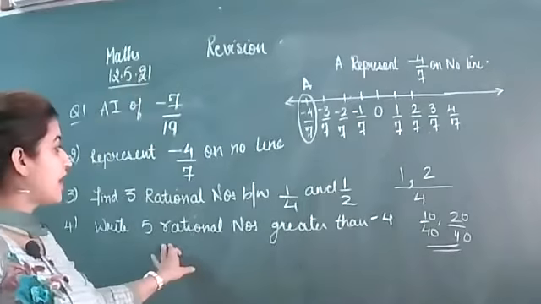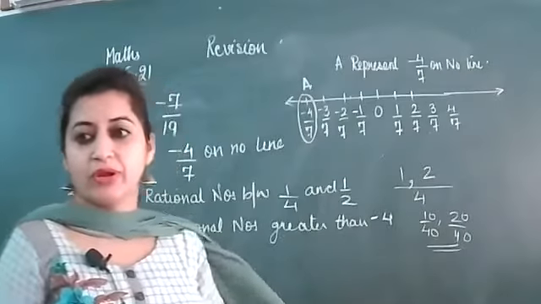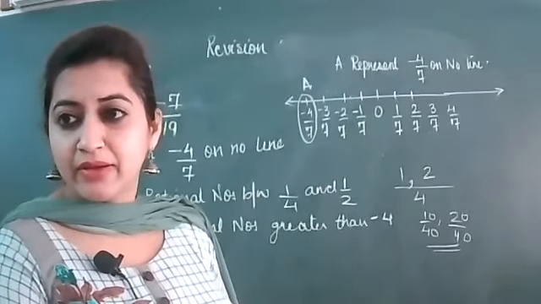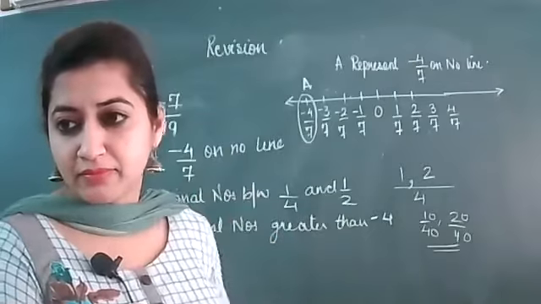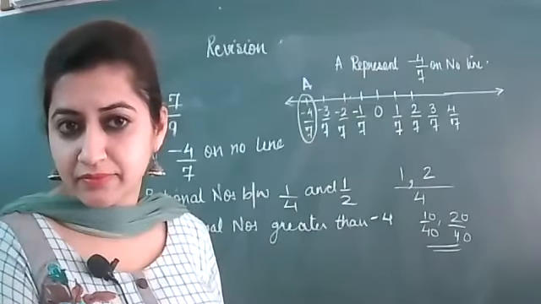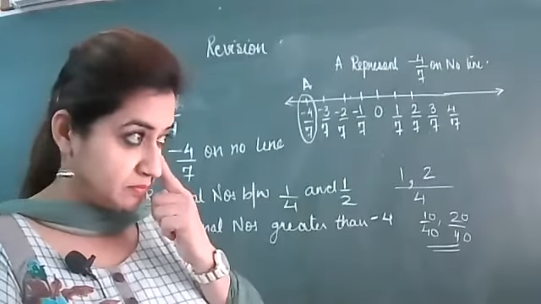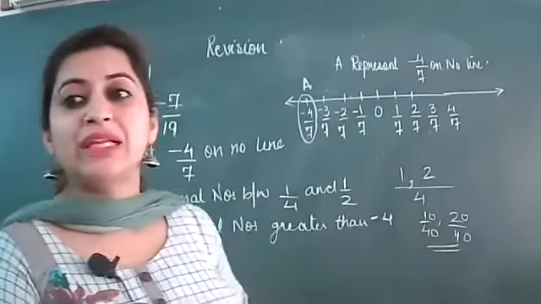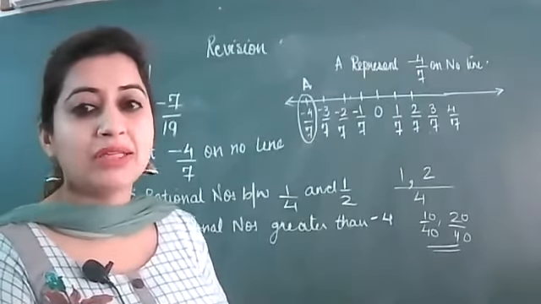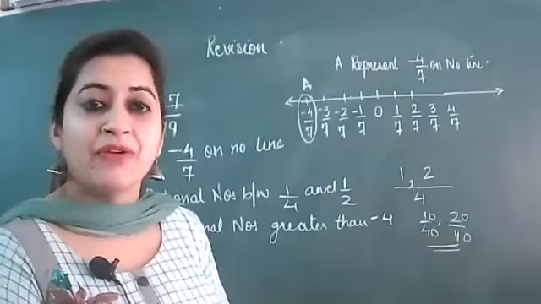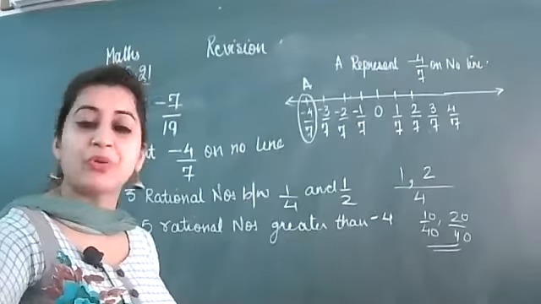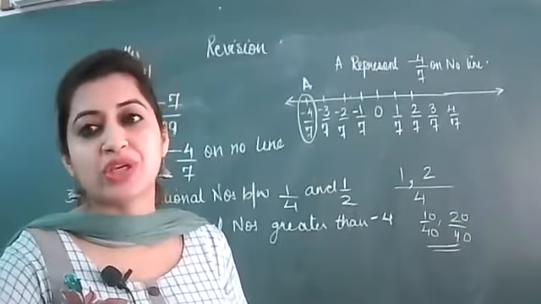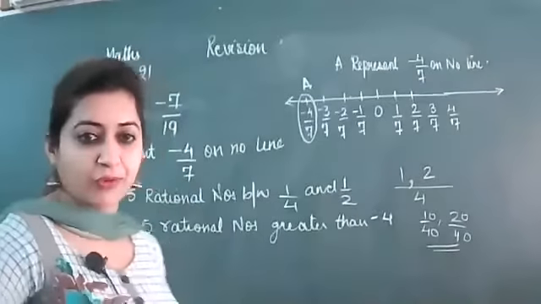Now the next is write 5 rational numbers greater than minus 4. Yes, Anjani will answer. Yes, Anjani. Ma'am, minus 3 by 2, minus 1, minus 1 by 2, 0 and 1 by 2. Okay. Actually, on the right of minus 4, all the numbers are greater than minus 4. So from the right hand side of minus 4, you can write any number like minus 1, minus 3, minus 2, 0, 1, 2, 3, 4, all are greater than minus 4.